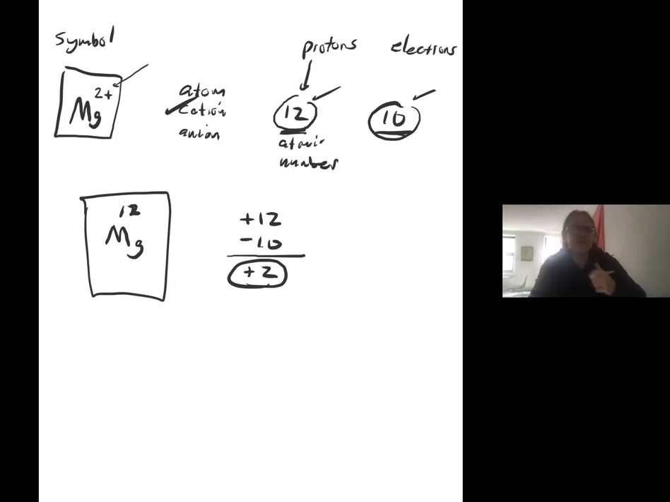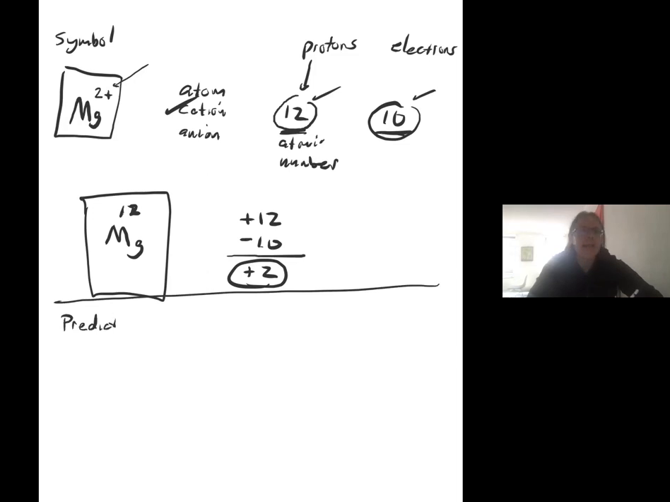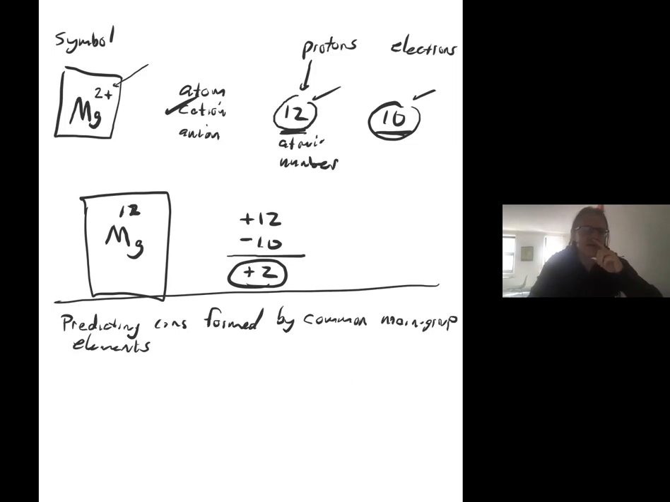Okay. So the next one, I'm going to do one more. So this is where you're predicting ions formed by common main group elements. And then we'll end it here.